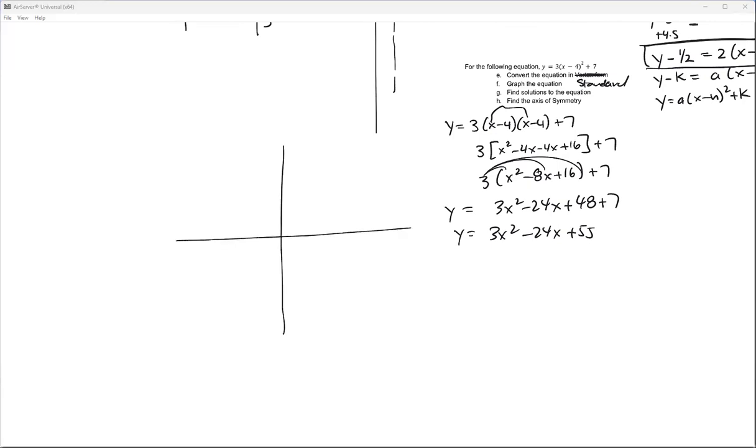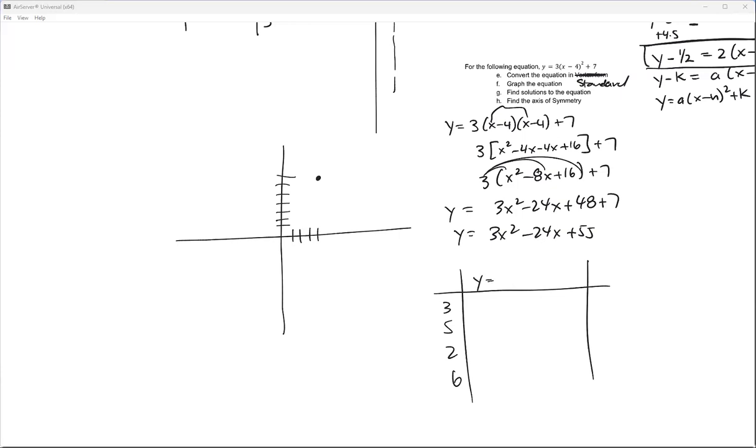Right? So the vertex is what? 4, 7. 1, 2, 3, 4. 1, 2, 3, 4, 5, 6, 7. There are no solutions on this one because the parabola is going to go up. So I'm going to choose on the table, which numbers here? 3 and 5. And then 2 and 6.